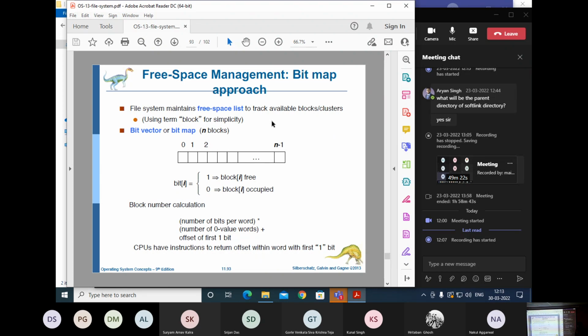Okay. So what is the most basic way of doing that? You scan, linear scan, simple. Linear scan is expensive. And the fortunate thing is that there is a way to do this not by bit, but word by word. How? Because getting the first 1 in a word is something that the CPU will provide you.